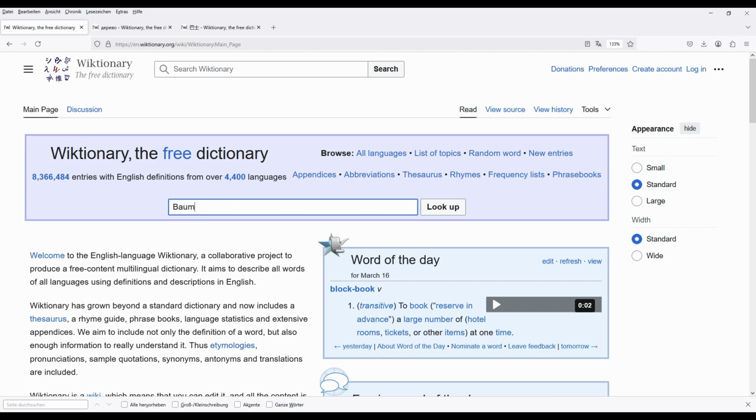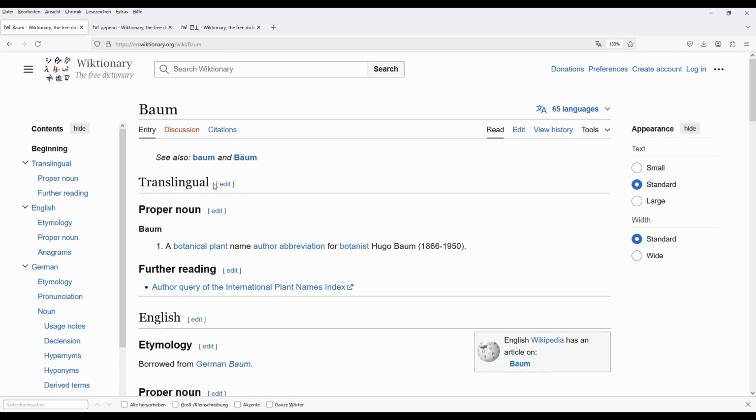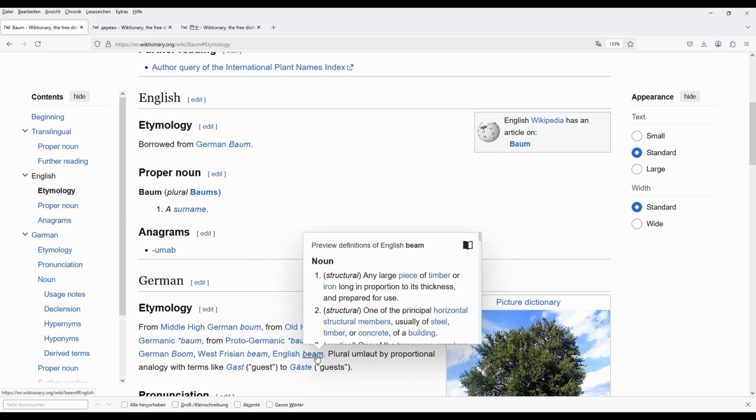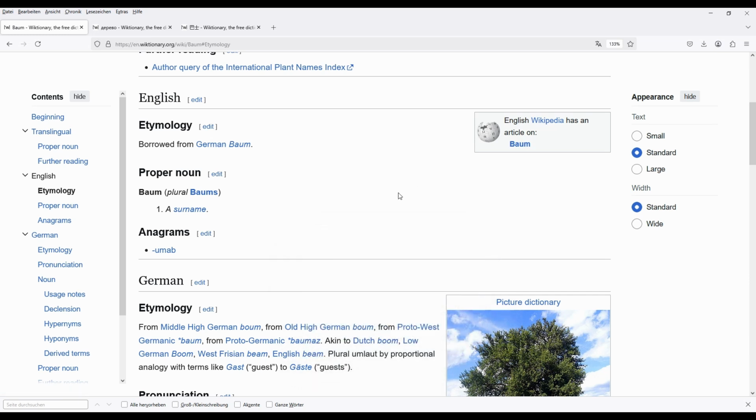Let's just take Baum, tree. Between Baum and tree there is no obvious connection. So let's see if the Wiktionary can help us. Okay, we go to English etymology. And here we see, oh my god, it is connected with English beam. Wow, that is a great revelation.